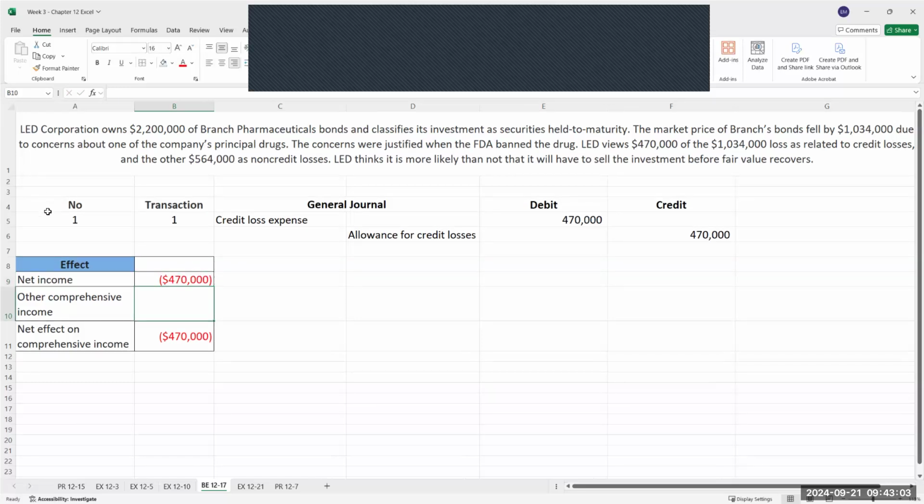All right. So net income, and net effect on comprehensive income. So in the income statement, the $470,000 loss is a reduction towards net income. Because this is a held to maturity investment, no non-credit losses are going to be recognized. Let's keep that in mind.